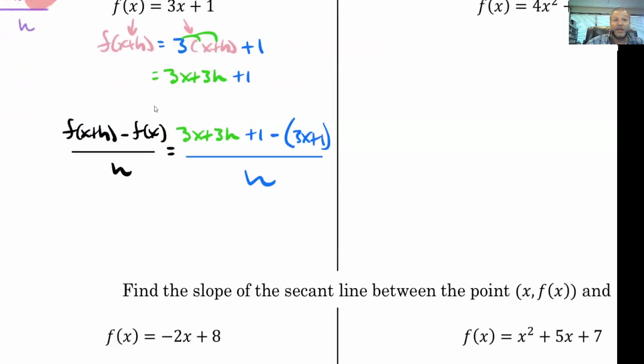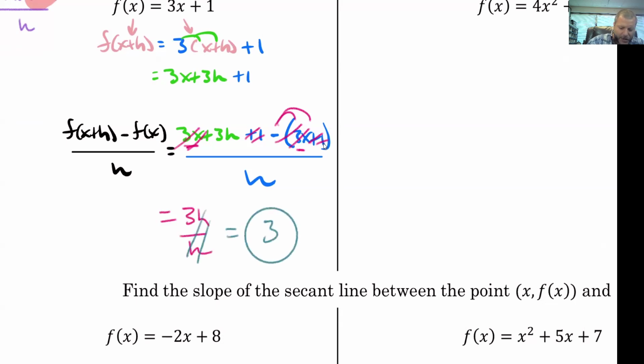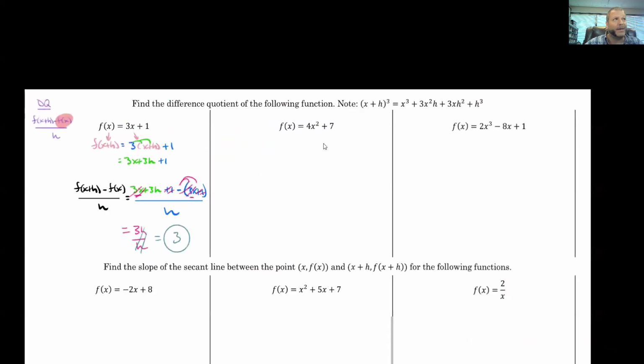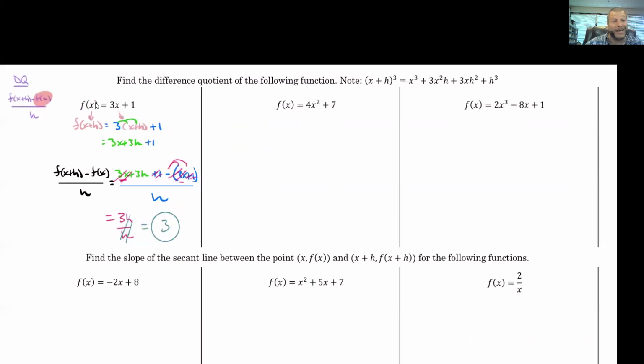Now we can see that there are going to be some cancellations. This 3x right here and minus 3x right there are going to cancel. Then here's a place to be careful. If you're not distributing, you might get a plus 2 here, but I have plus 1 minus another plus 1. In essence, I'm distributing this minus to both pieces, so that goes away. All I'm left with is 3h over h, and 3h divided by h cancels to get 3. This should make perfect sense because we talked about the difference quotient being just the slope of the secant line. If my line is 3x plus 1, the slope of this line is just 3. So of course, the slope of the secant line should be 3.